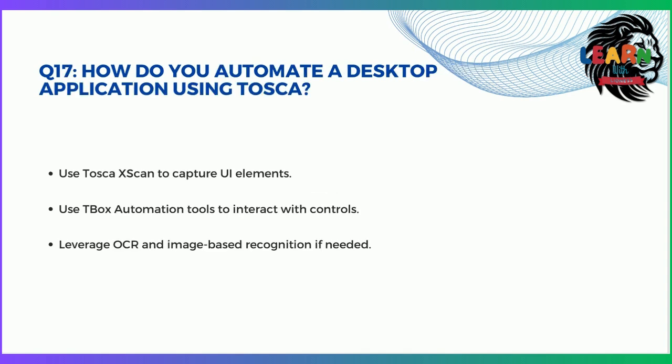Q17. How do you automate a desktop application using Tosca? Answer. 1. Use Tosca Xscan to capture UI elements. 2. Use T-Box automation tools to interact with controls. 3. Leverage OCR and image-based recognition if needed.